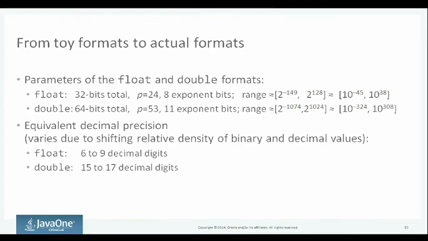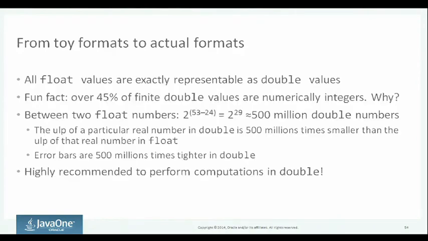Now, while these are the exact binary values for the formats, people like to think in decimal. So what are the equivalent decimal values in terms of the decimal digits of precision? It's a little complicated because the relative precision of binary and decimal varies at different regions. So for float, it's between 6 and 9 decimal digits, and for double, it's between 15 and 17 digits. All the float values can be represented as double because of the way the formats work.